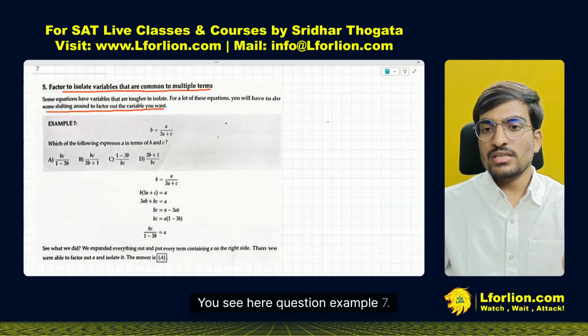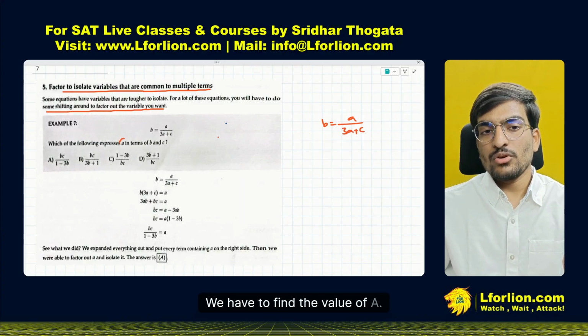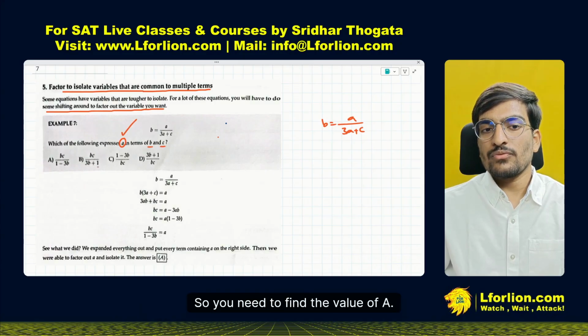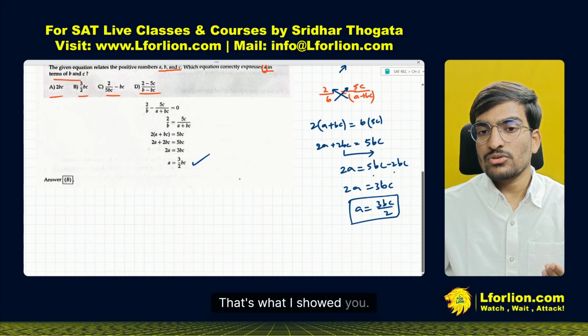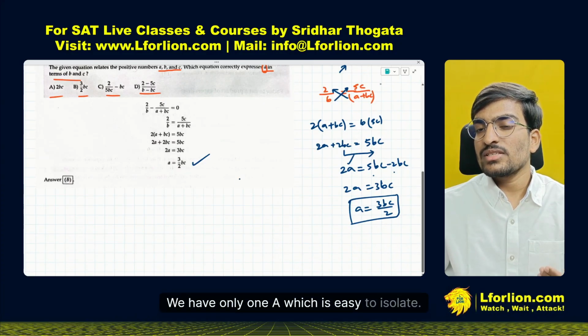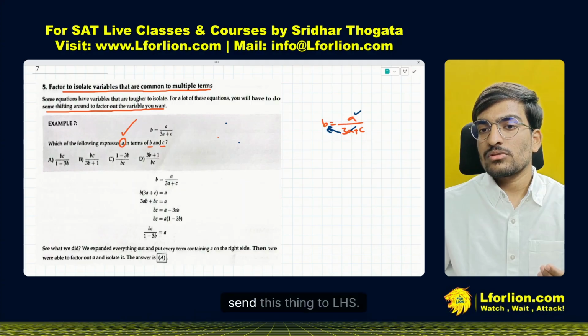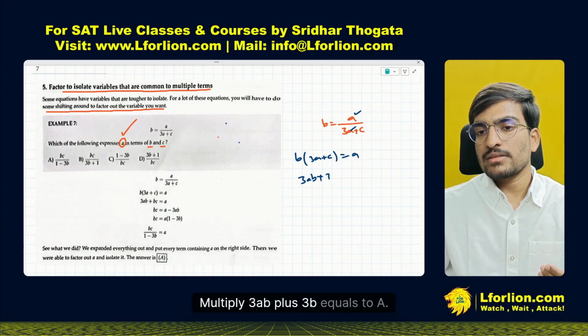You see here, question example 7. By doing this, you'll understand clearly. b equals a by 3a plus c. We have to find the value of a. Which of the following expresses a in terms of b and c? So how can we find that? In the previous case, we had only one a, which is easy to isolate. But in this question, there are two a's. How can we isolate? First, we just cross multiply. So we send this to the LHS: b into 3a plus c equals a. Multiplying, 3ab plus 3b equals a.